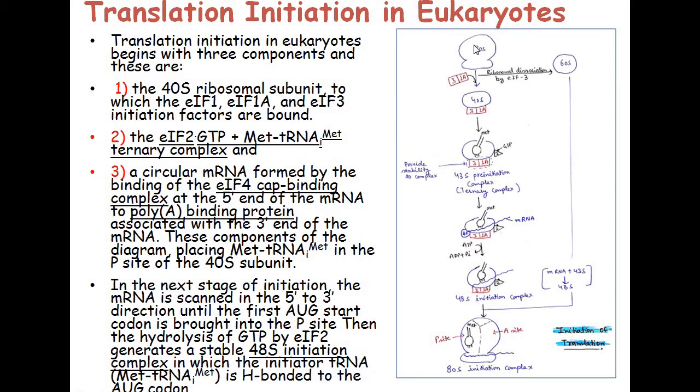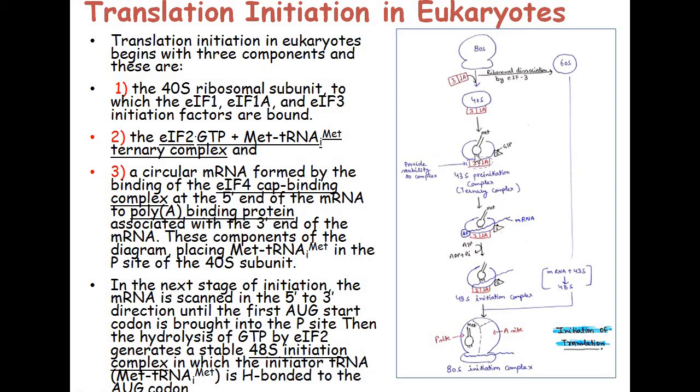So this is the 80S ribosomal unit, which can be separated into the 60S and the 40S ribosome. This is the ribosomal dissociation. And then there is the binding of eIF3 and 1A to this 40S ribosomal unit, and this will stabilize this 40S ribosome unit. Then the eIF2, this eIF2 with the GTP and the Met-tRNA. Met is the methionine which is attached to the tRNA. So the Met-tRNA ternary complex will form.